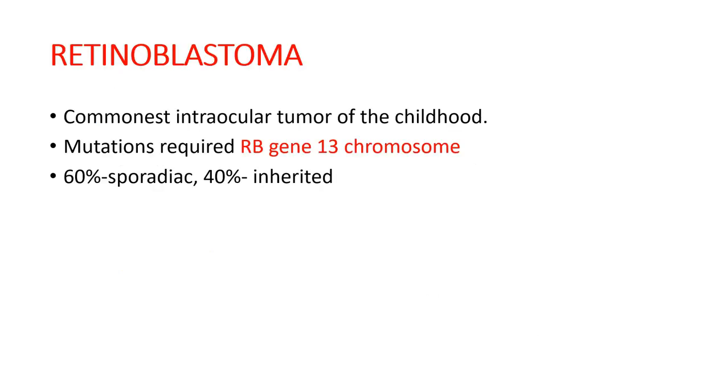Now coming to the very important topic, retinoblastoma, very frequently asked as a short question and a viva question. In today's class, if you have to remember three things, from the nerves you have to know schwannoma and neurofibroma, and in the eye, you have to know about retinoblastoma. Retinoblastoma is the most common intraocular tumor of childhood, and mutations are seen in the retinoblastoma gene on the 13th chromosome. 60% of the cases are sporadic, whereas 40% are inherited.